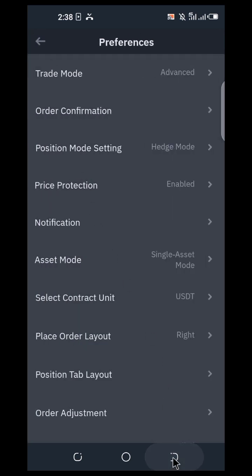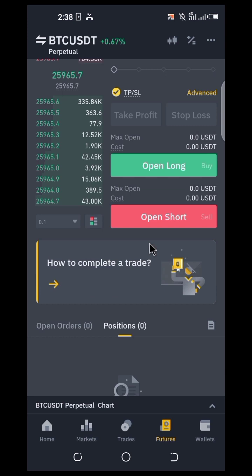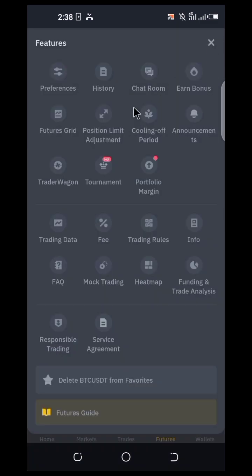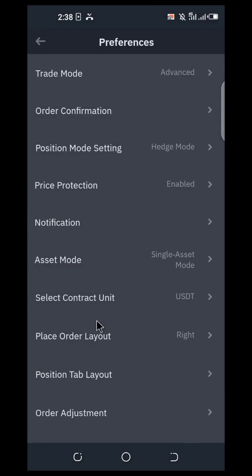So let me go back to the interface, and then you see. When you scroll down here, you can see that we have the open orders first and then the positions second. So let me go back and switch it, and then you see how it is going to appear.